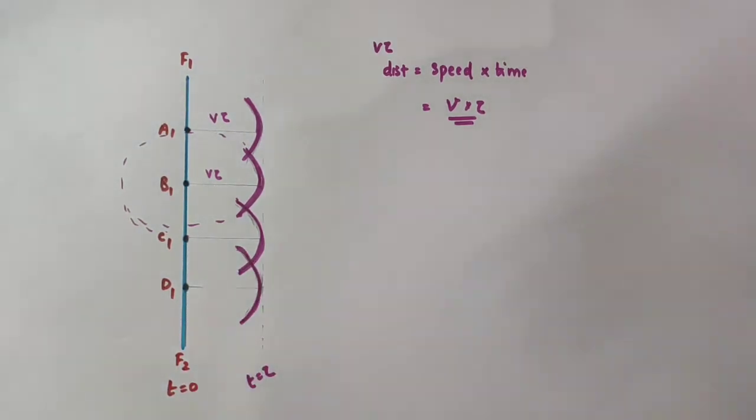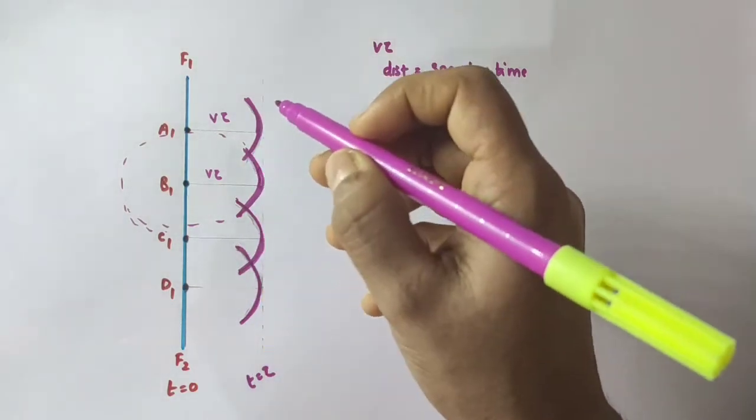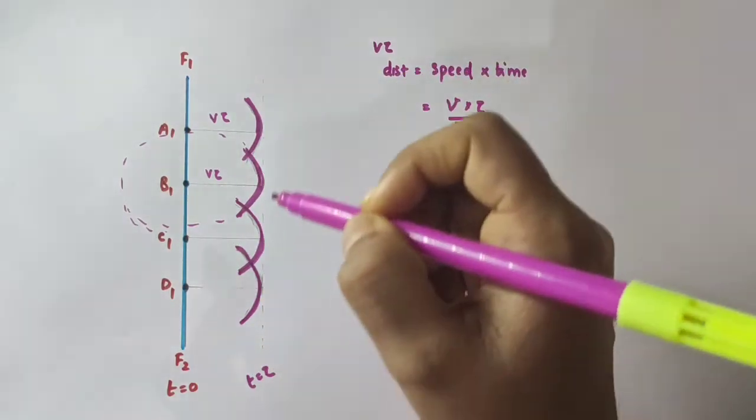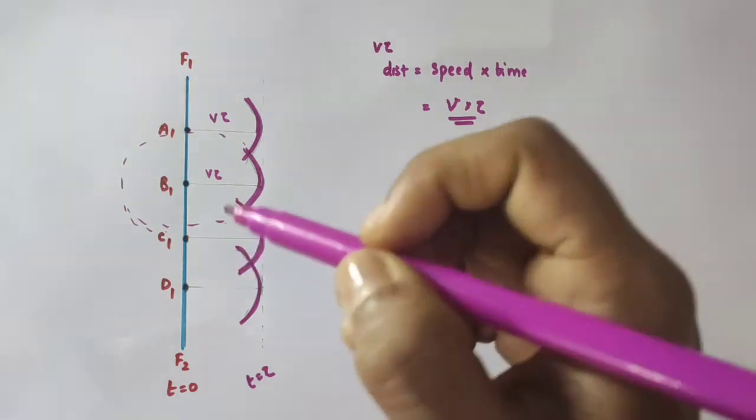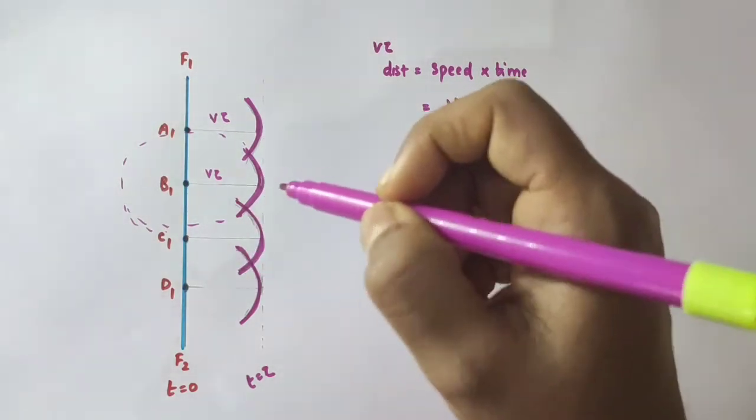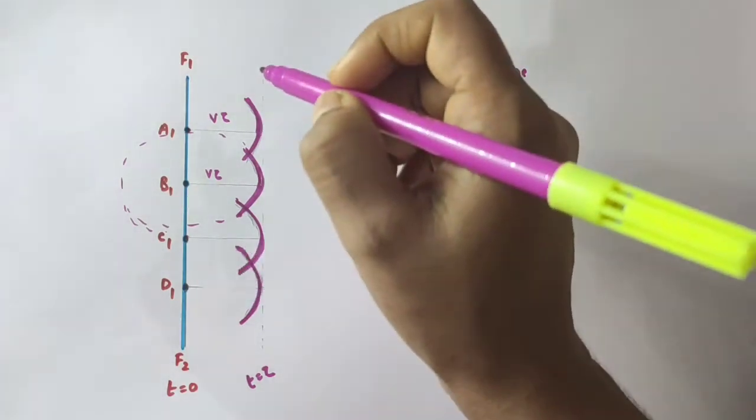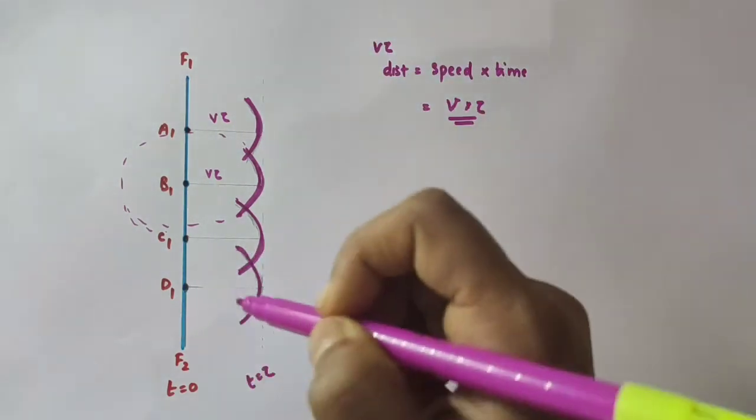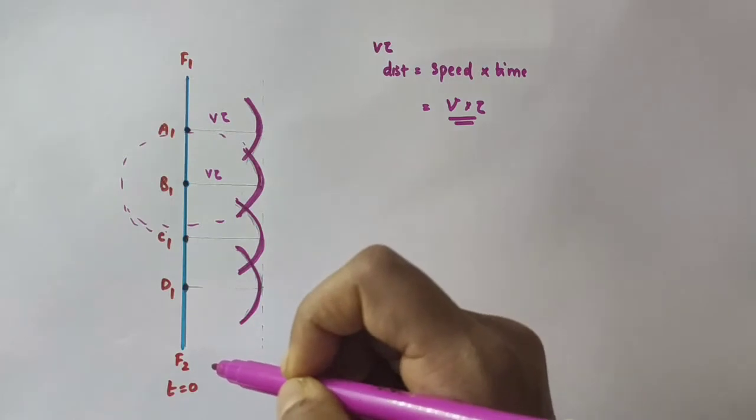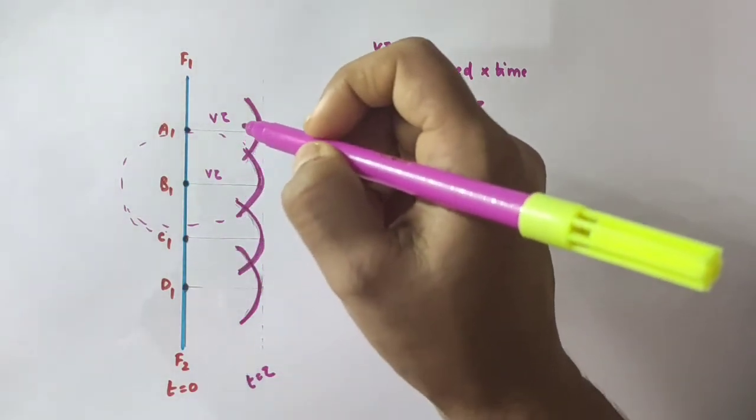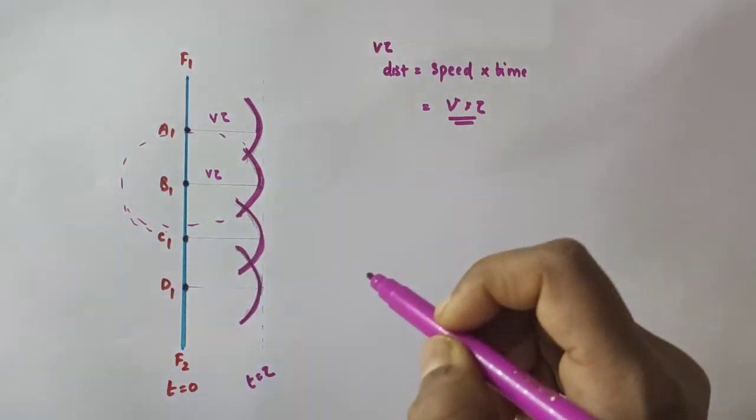Now, what we want to do? We want to draw a common tangent to all these spheres. That tangent must pass through all these spheres. That line must join all the tangents of each sphere. So we want to draw a common tangent to all these spheres in the forward direction.